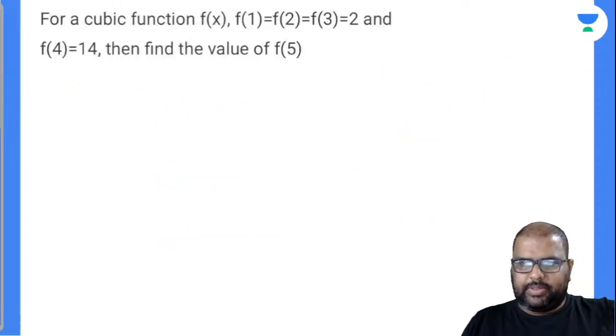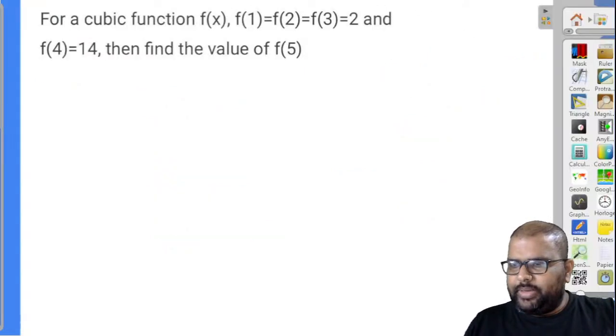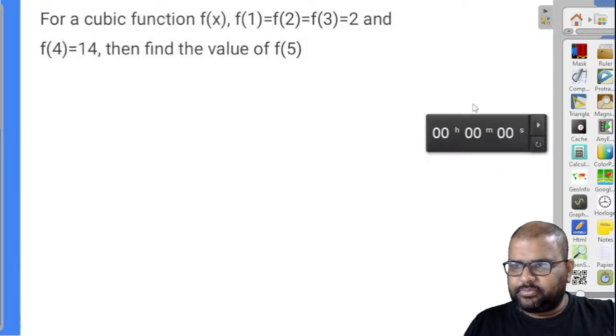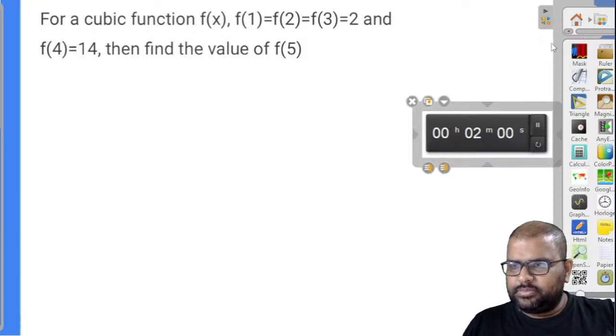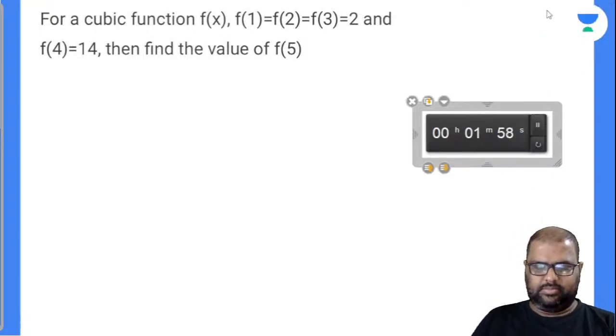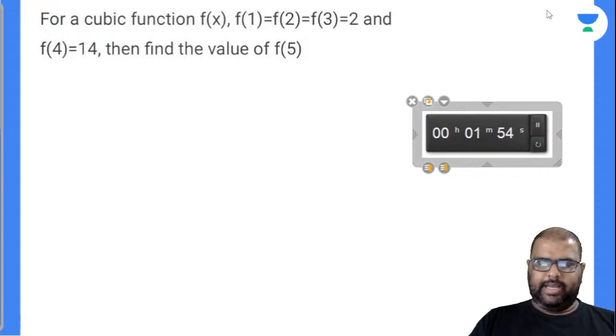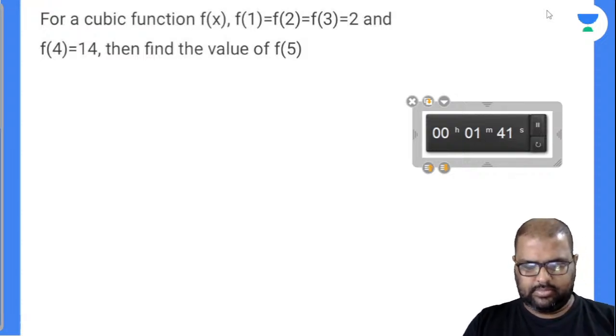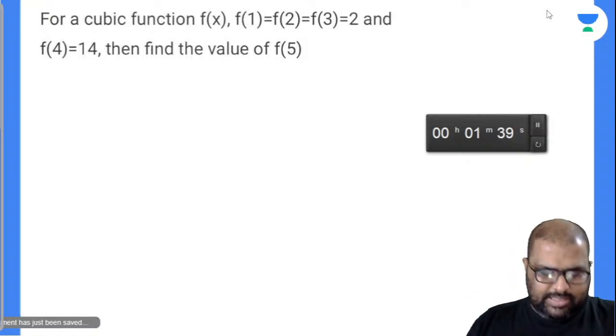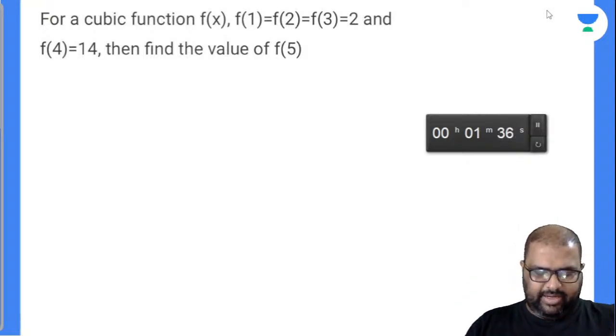Let's come to the next one. Let's see how many can solve this. 2 minutes, try this. Again, a functions based question. How many of you will get an idea to solve this question easily? Let's see. Once again, watch the video, right? Rewind it and watch it, Aditya.